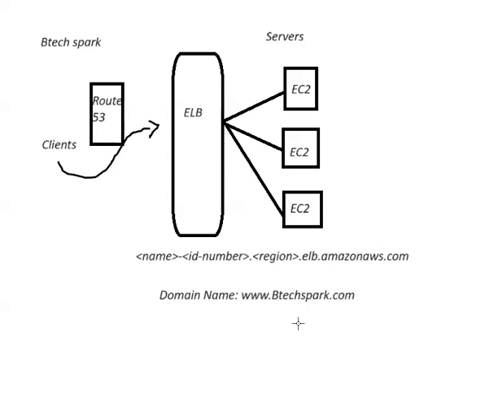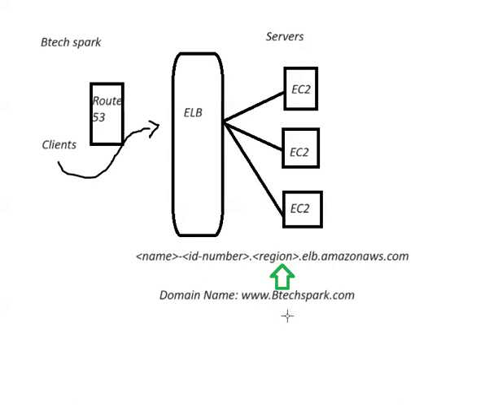Now, let's say I want this domain name, www.btechspark.com. Then what do I do? I'll go for Route 53 in AWS. I'll open Route 53 and create this domain name, where I'll map whatever requests are coming to this domain name to this load balancer address. So this address I want to map.